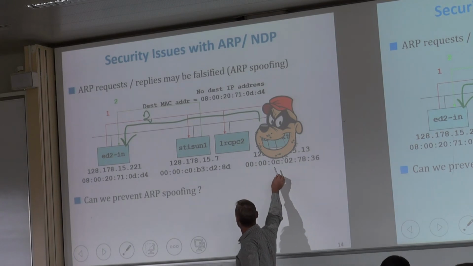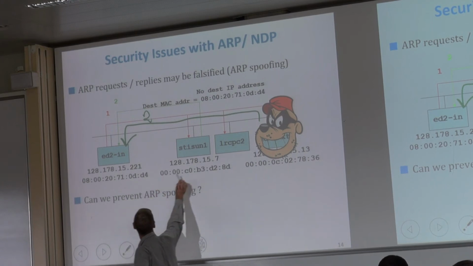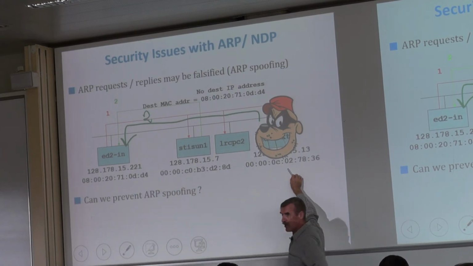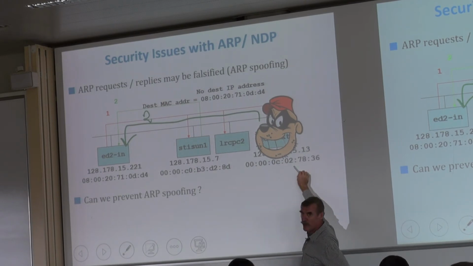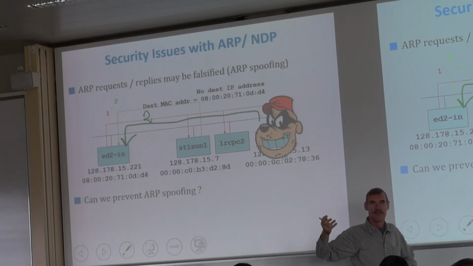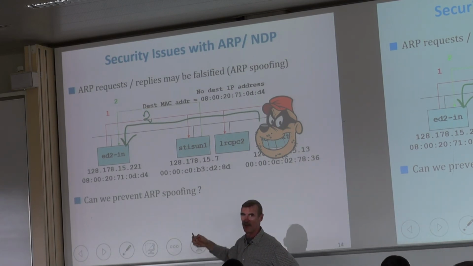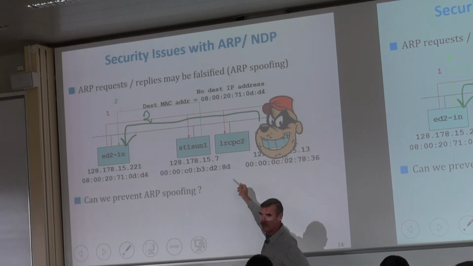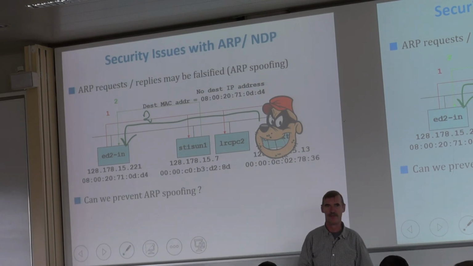So assume this bad guy manages to send the correct reply to this machine, then this one believes that the MAC address of STI-SUN1 is this one. So all traffic from ED2-IN to STI-SUN1 will land up here. So it will come here. Now, of course, if that's the end of the story, probably the only thing you will have achieved is a denial of service attack. You will break the connection because the flow of traffic to STI-SUN1 will not reach STI-SUN1. But you can be a bit smarter. You can copy the traffic here and then send it to STI-SUN1. So do a man-in-the-middle attack. And then you will be able to create more damage.